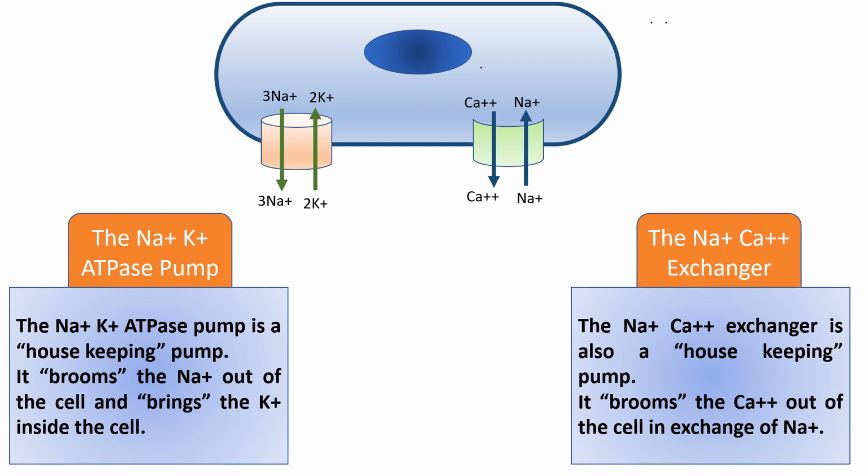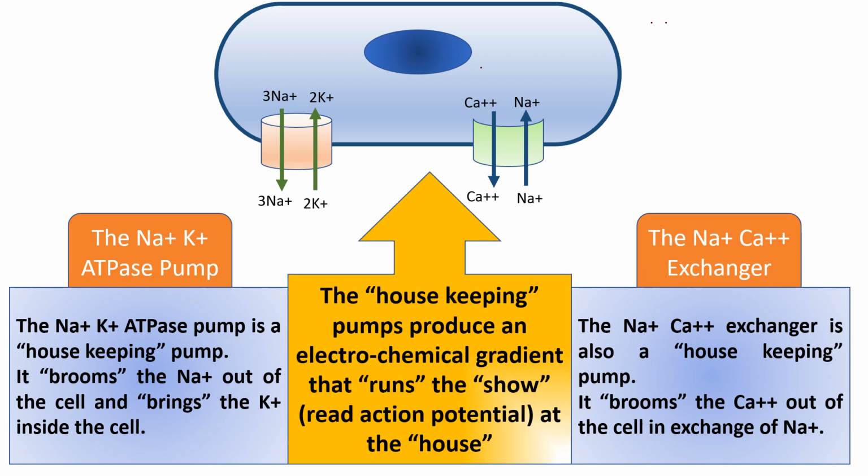After the cardiac contraction is over, the increased calcium inside the cell is brought to its normal concentration by the sodium-calcium exchanger. The sodium-calcium exchanger, by exchanging sodium in return for calcium, drives the calcium out of the cell and prepares the cell for the next action potential and the next phase of contraction. So in this way, the housekeeping pump produces an electrochemical gradient that runs the show of the house, and the show of the house is nothing but the cardiac action potential.